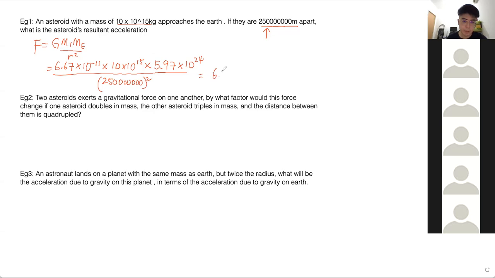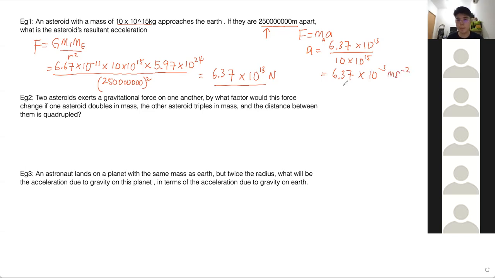达到多少？6.37乘10 power of 13 Newton。OK，这个 force 是 experienced by 两个 object，Earth 还有 asteroid。那我们可以用这个 force 来算 asteroid 的 acceleration。F 等于 ma，这个是 mass of the asteroid。Acceleration equals to 6.37 除以它的重量，等于6.37乘10 power of 减3。ms minus 2. Okay, that's the answer.